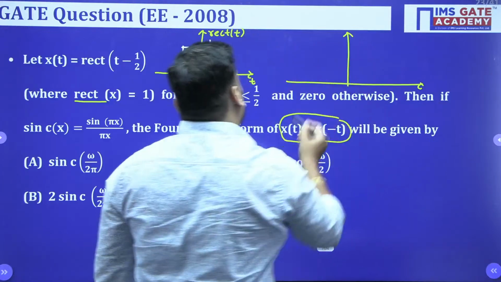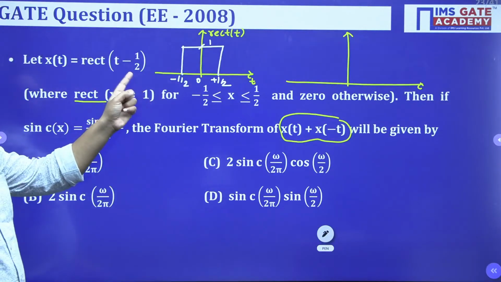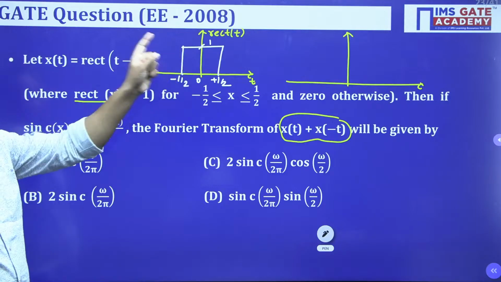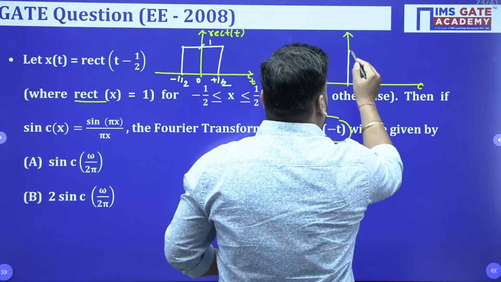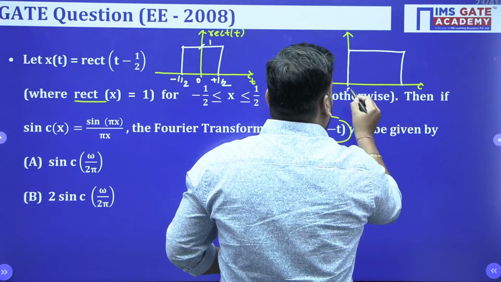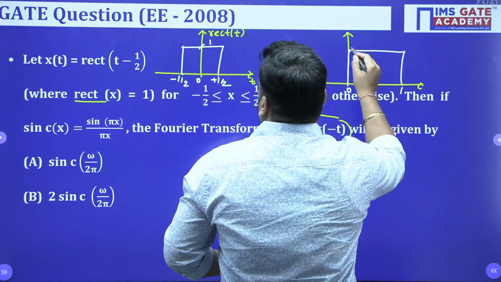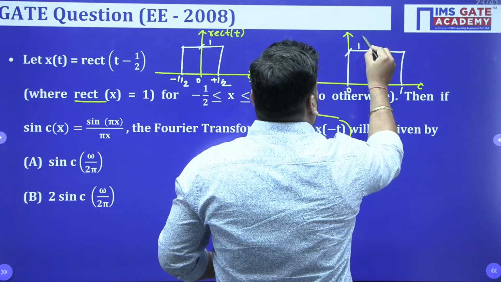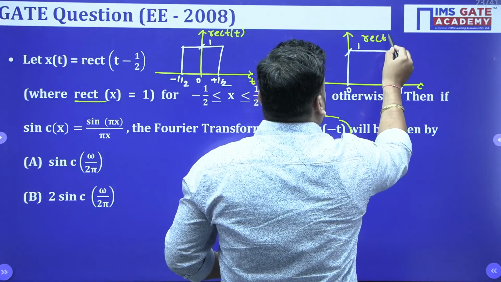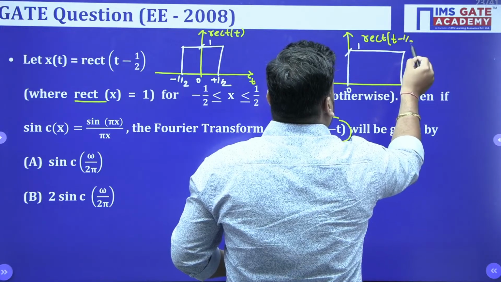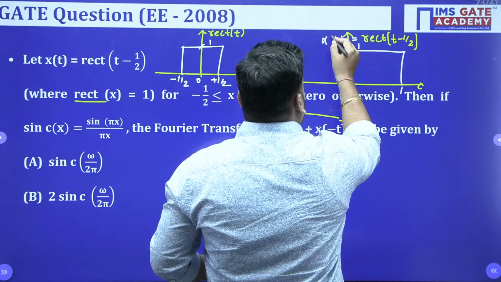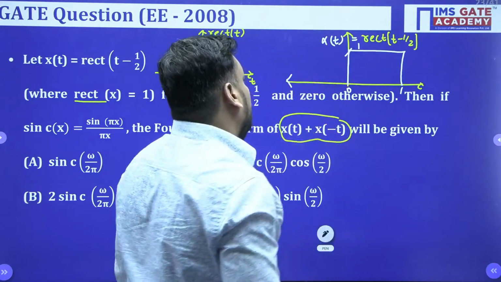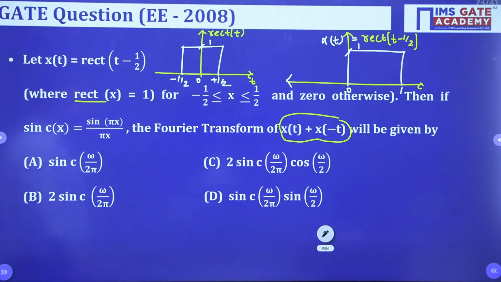It means we have to shift this signal by half distance to the right hand side. If I shift this signal to the right by half distance, I will get 0 to 1, with magnitude 1 here. So don't you think it is nothing but rect of t minus half, and actually it is nothing but x of t? All of you guys do reply. So now I have my x(t) from 0 to 1.